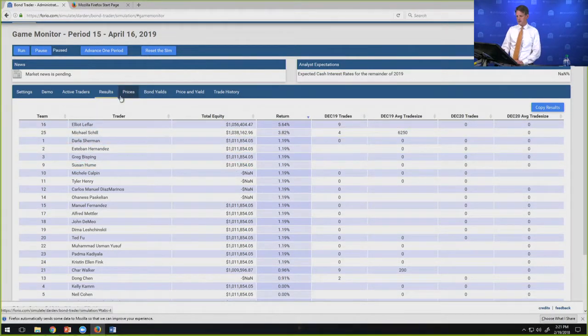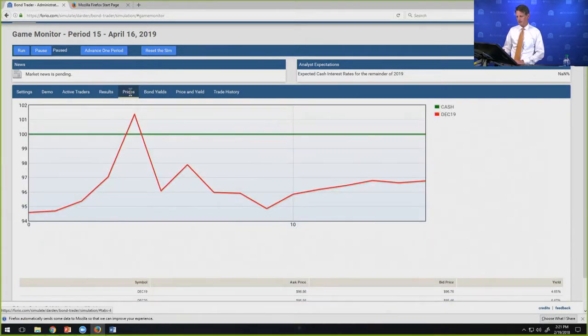So oftentimes at this point, I usually pause it in mid-April, and then I'll pull up some of these debriefing graphs. For example, the price graph. We'll look at that and say, well, what do you observe from this price? One thing that we'll observe is it's generally, except for this point here, trading below 100. Why is that? And we'll have a discussion about why that is.